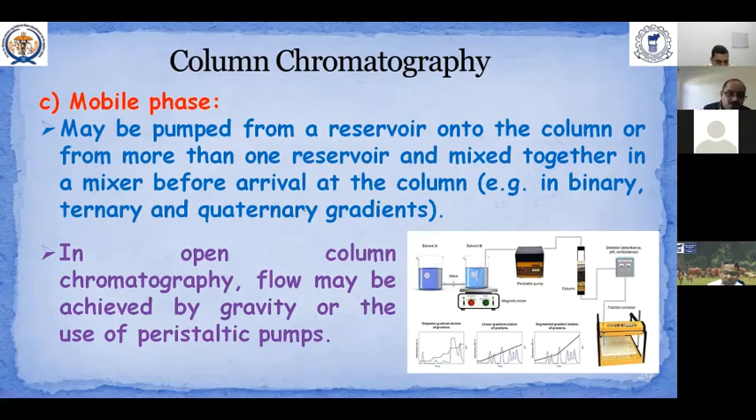In open column chromatography, the flow may be achieved by gravitation, or by a simple peristaltic pump. When binary, tertiary, or quaternary gradient elution is done, these solvents are mixed in a mixer before they enter the column. So these peristaltic pumps are used for mixing as well as pumping of the solvents. This is actually part of liquid chromatography.